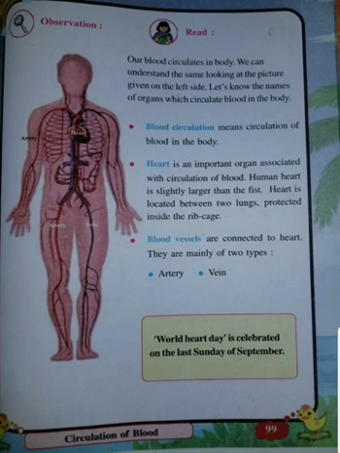So here the human heart is located on the left side, children, and it is located exactly between the two lungs, and it is protected. The heart is a very soft and delicate organ. It is protected by the rib cage. So blood vessels are connected to the हार्ट.